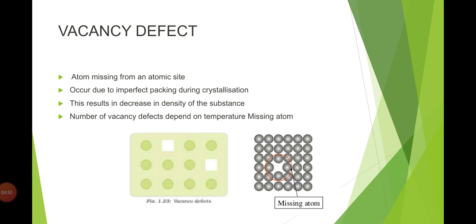These result in a decrease in the density of the substance. Actually, trillions of atoms will be missed. Like if we see the figure, there is one atom missing, but actually in crystal defects there may be a trillion atoms missing, so its mass and density will be reduced. So I think it is the disadvantage of it.